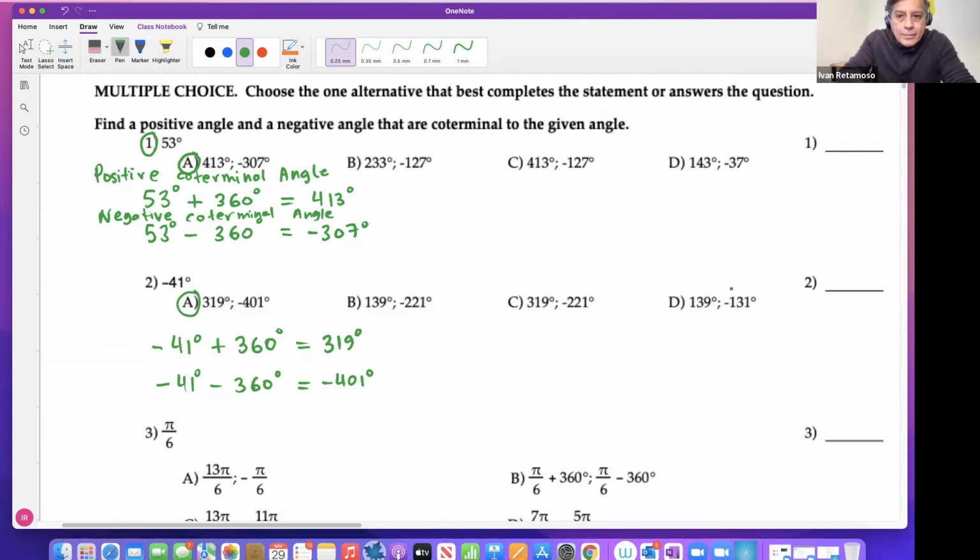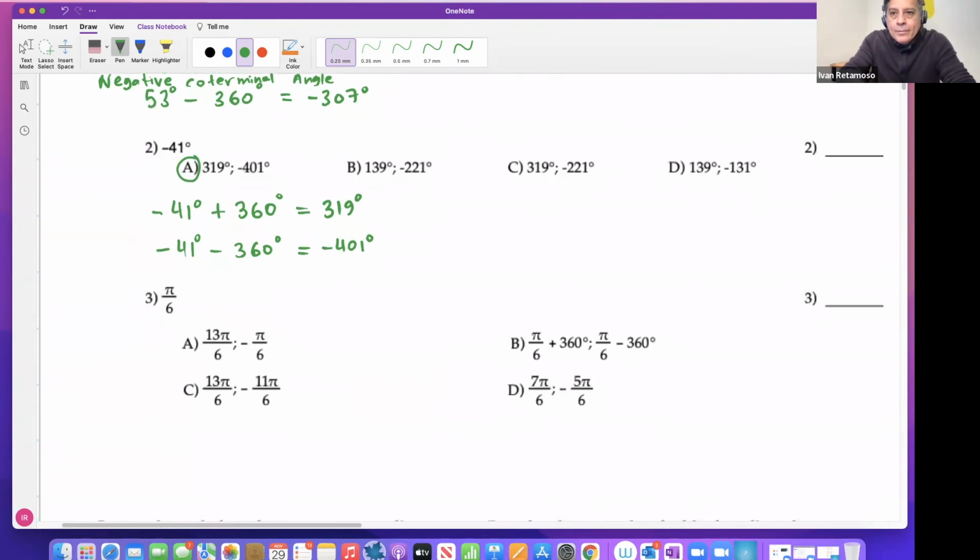Now, we will also go over conversions. You should be able to convert from degrees to radians and also from radians to degrees. This problem is asking you to get the coterminal angles. In case you don't feel comfortable working with this angle in radians, pi over 6, you should convert it to degrees, and that shouldn't be a problem.